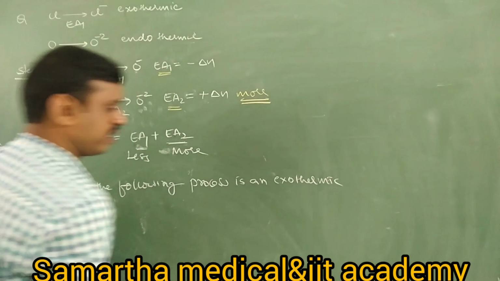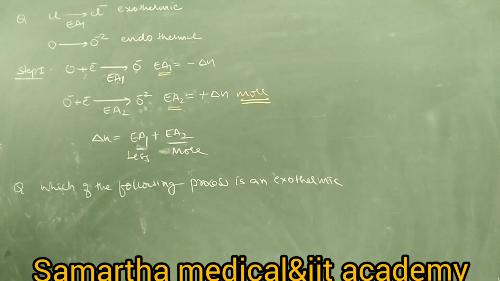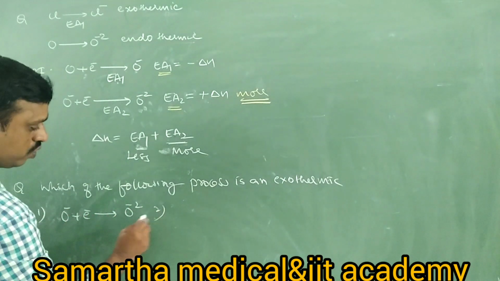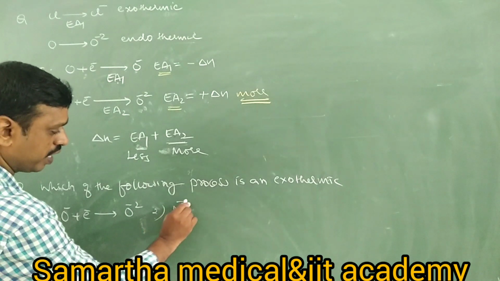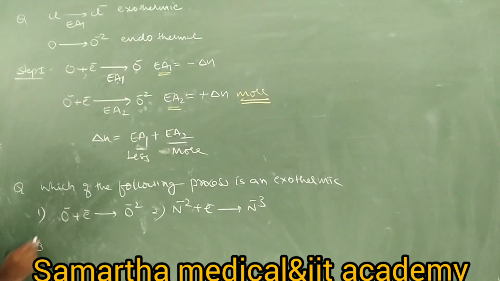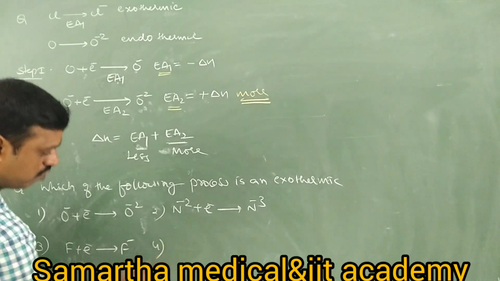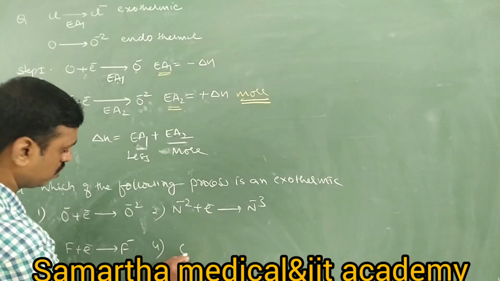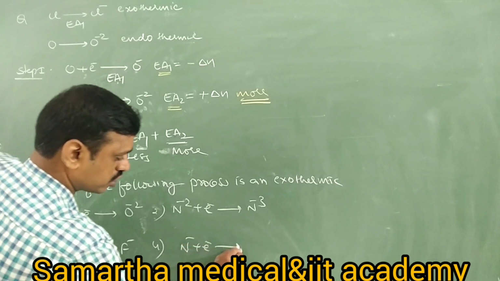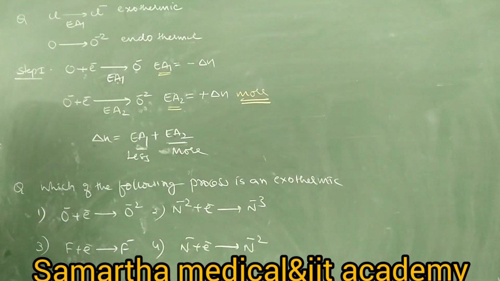So what is the meaning of exothermic? Energy will be released. Okay. Option 1: O minus plus electron gives O minus 2. 2: N minus 2 plus electron gives N minus 3. 3: F plus electron gives F minus. 4: N minus plus electron gives N minus 2. Tell me, which is exothermic?